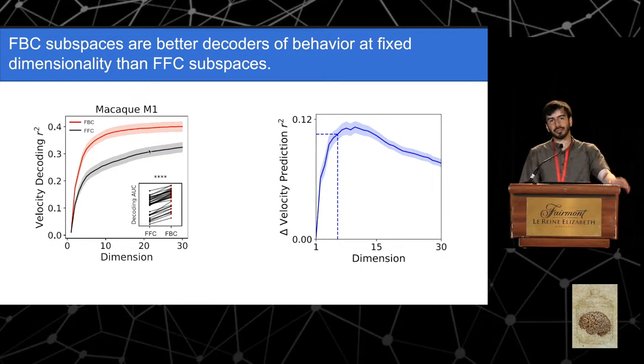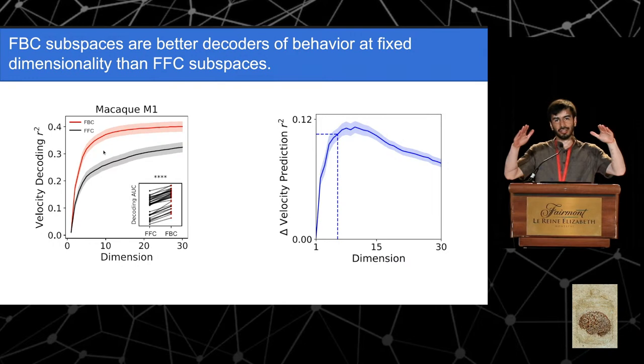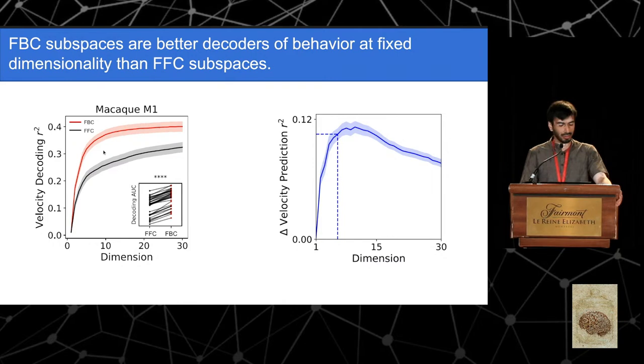And if you take the difference between these two curves, you get a delta velocity prediction R squared that reaches its shoulder at about dimension 6, which is roughly the number of relevant kinematic variables. The key thing to note here is that this peak difference represents about a 45% increase in behavioral decoding. And this is despite the fact that both of these methods are totally within the same class of methods. I'm just taking different linear projections of the data that I found by optimizing different control theoretic objectives. And again, we see similar effects in somatosensory cortex.